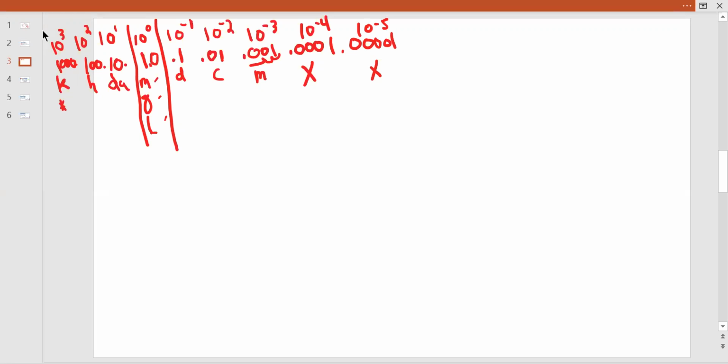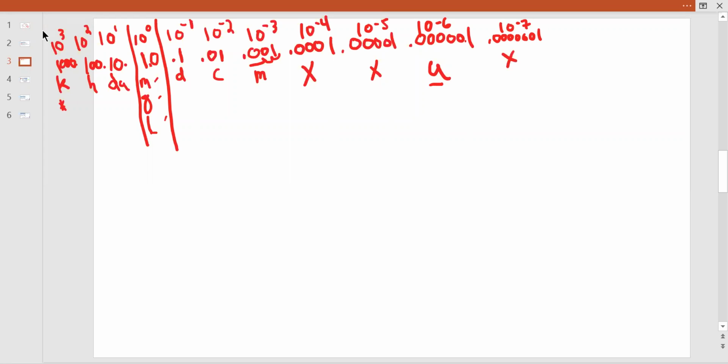So the next one is a micro, gram, liter, or meter. Now that one we're going to draw. That one is a U, and that's micro. And that's 10 to the what? Minus, how many times do we move the decimal point from 1? 1, 2, 3, 4, 5, 6. You got it. Beautiful. 10 to the minus 6. So the next one would be 6 zeros, and that would be 10 to the minus 7.